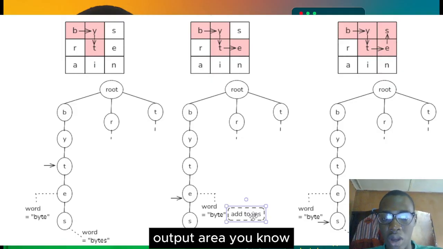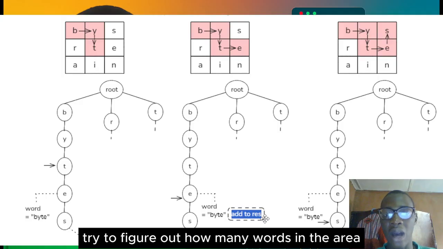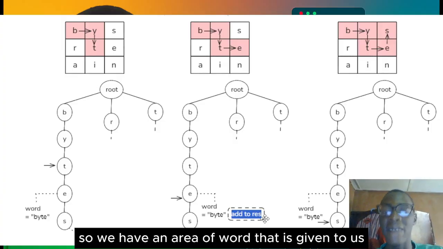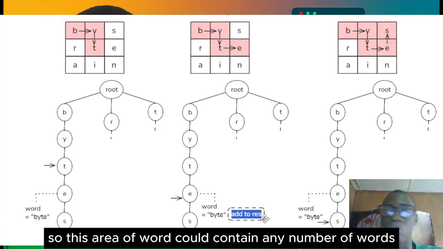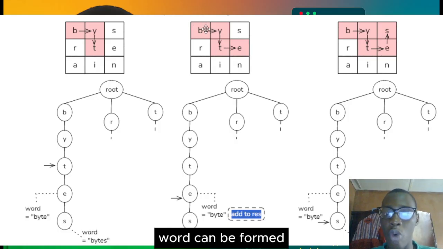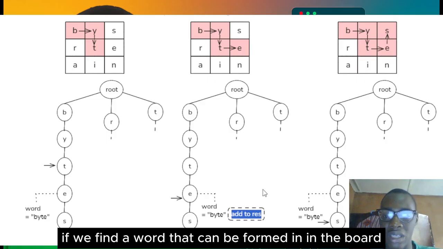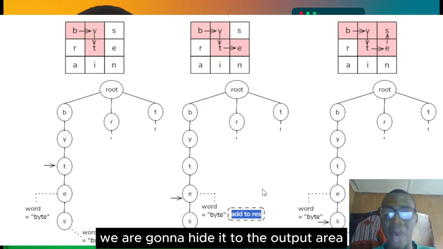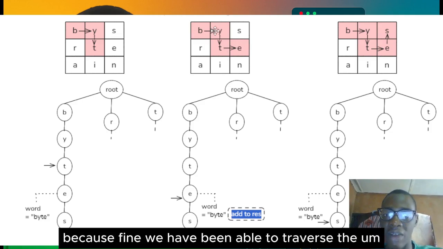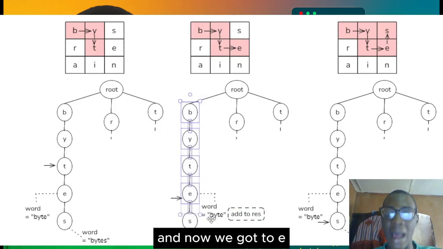to our output array. The problem wants us to figure out how many words in the array can be formed by traversing the board. We have an array of words given to us, and this array could contain any number of words. We just want to check how many words can be formed in this board. If we find a word that can be formed in the board, we add it to the output array. So now that we found byte, why? Because we are able to traverse the board from B to Y to T, checking through the trie if it correlates, and now we got to E.